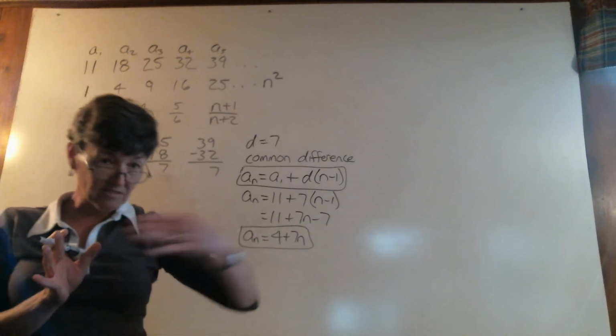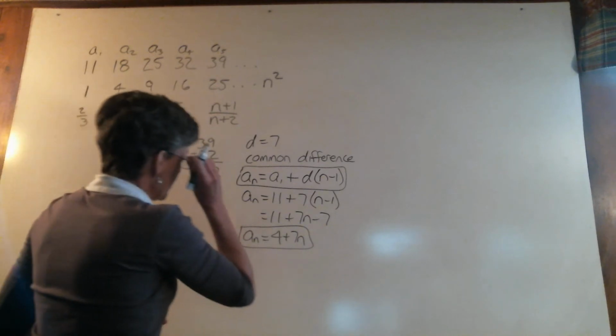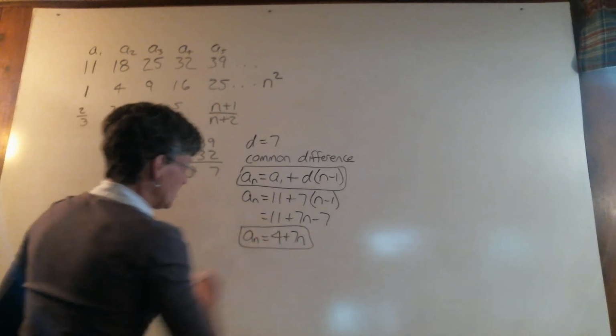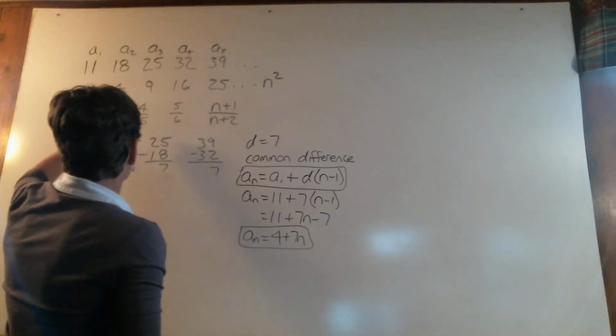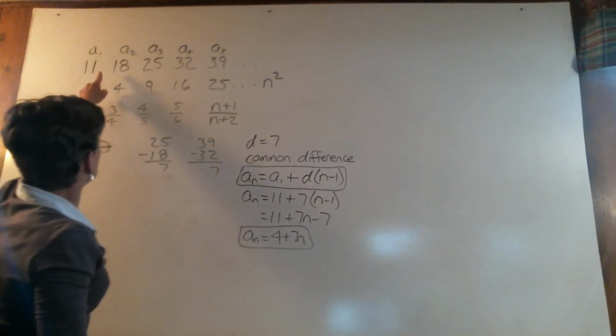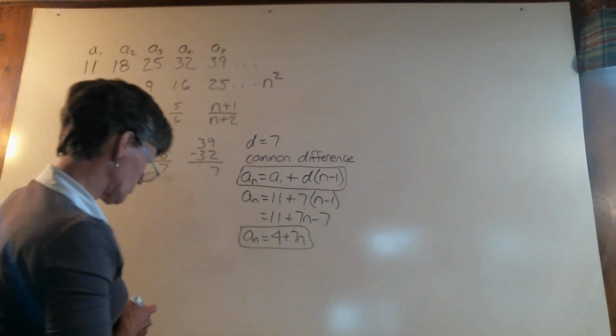So when you look at a sequence of numbers, you can identify whether it's linear or not, either by looking at the formula for the nth term and seeing if it's linear, or you can just see if there's a common difference. If you've got a list of terms, you can see that there's a common difference.